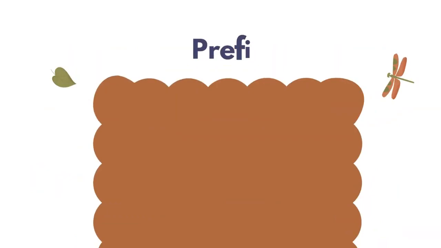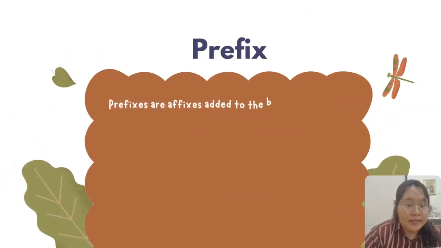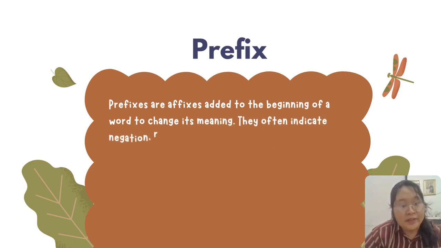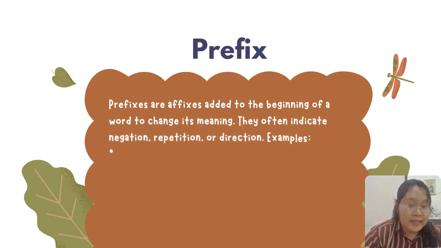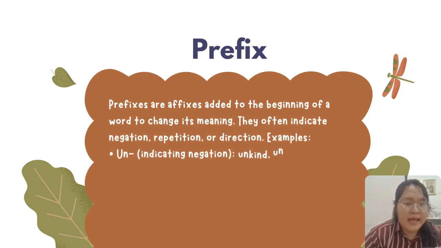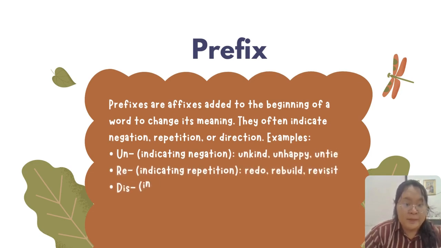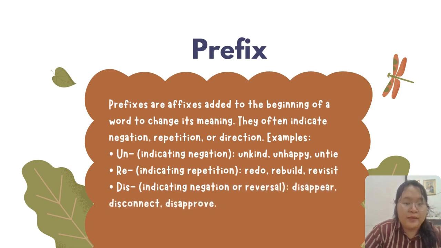First one is prefix. Prefixes are affixes added to the beginning of a word to change its meaning. They often indicate negation, repetition, or direction. Examples: un, indicating negation: unkind, unhappy, untie. Re, indicating repetition: redo, rebuild, revisit. Dis, indicating negation or reversal: disappear, disconnect, disapprove.